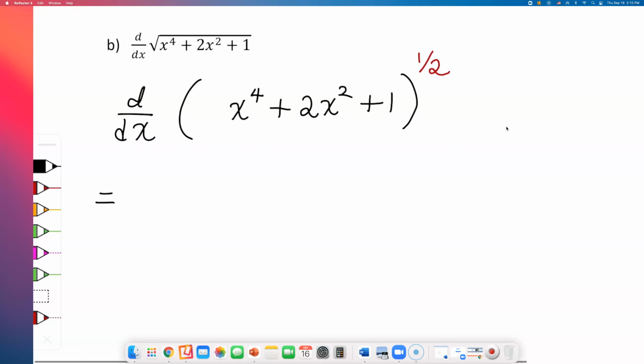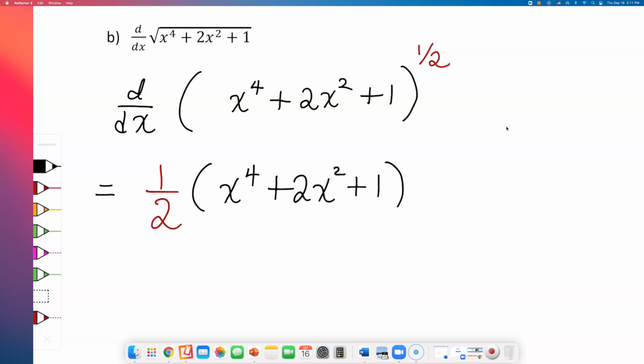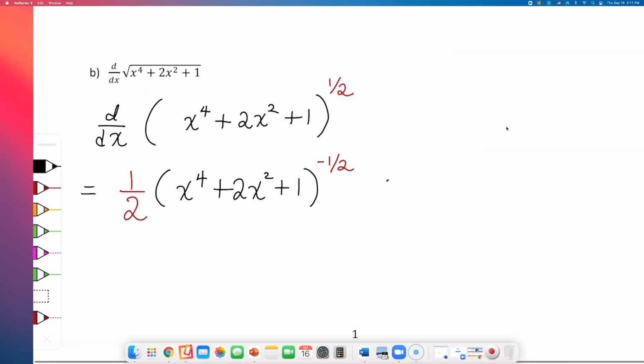So the big outside picture, I'm going to bring down that exponent of half, right? Keep everything the same inside. What is the new exponent? Negative 1/2. A lot of people stop there, and that is incorrect, right? We took the derivative of the outside function, the big one. We need to now multiply this by the derivative of the inside function.